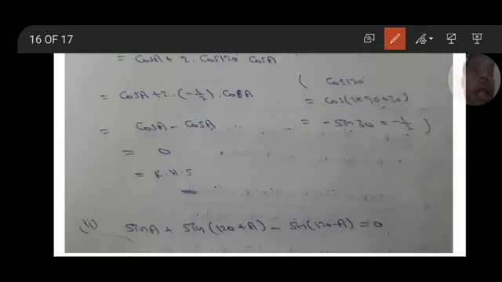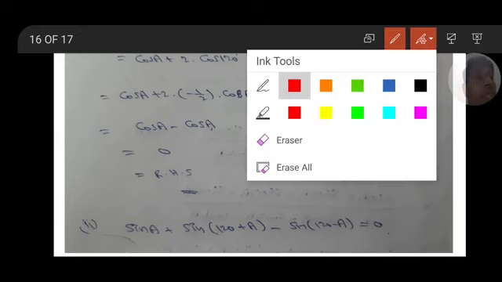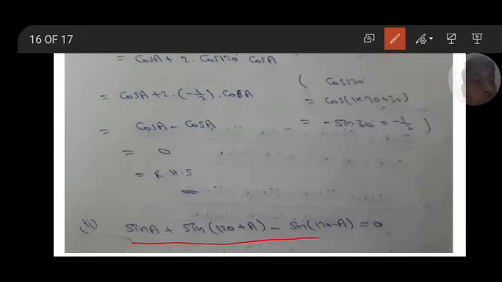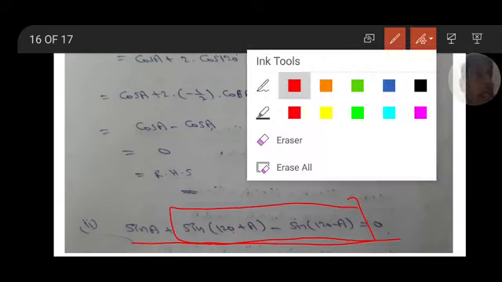That is RHS. Next, homework problem: sin A plus sin 120 plus A minus sin 120 minus A equal to 0. Use the formula sin of A plus B minus sin of A minus B, that is 2 cos A sin B, and A equal to 120, B equal to A. Simplify, you get the answer.